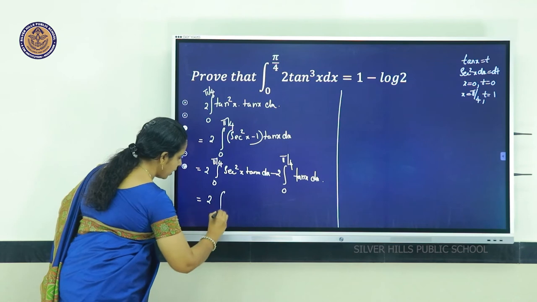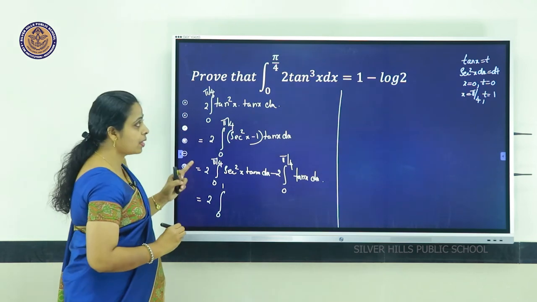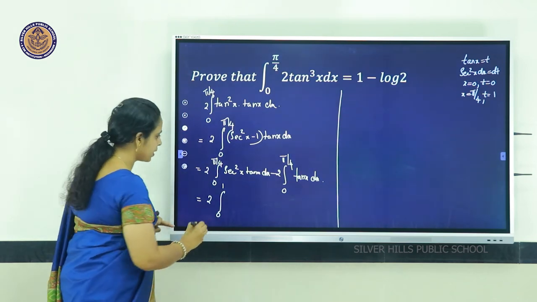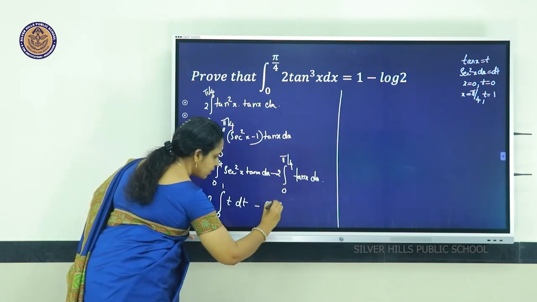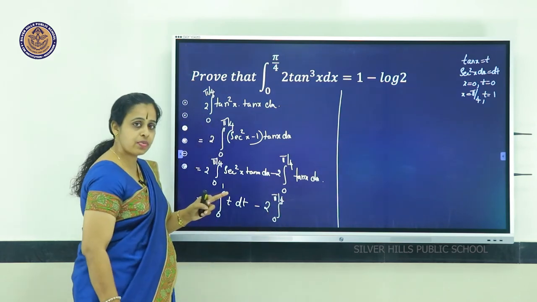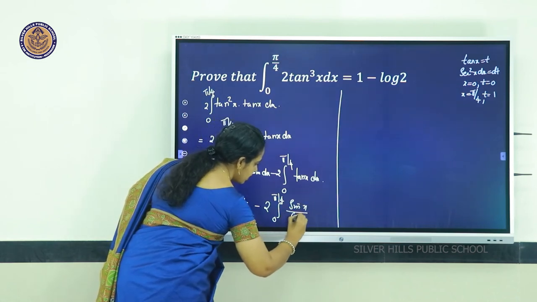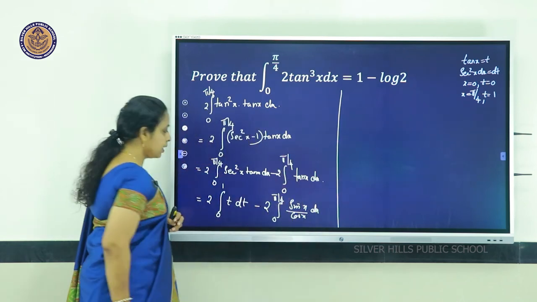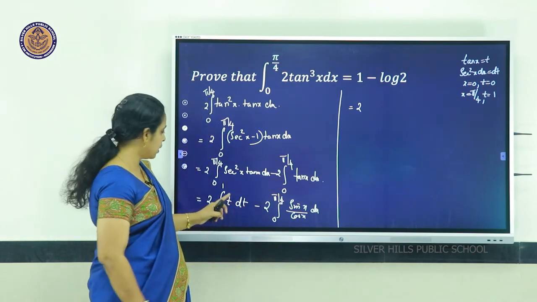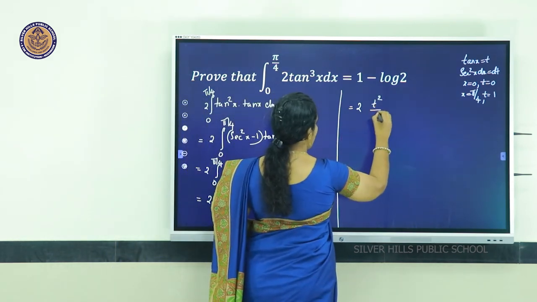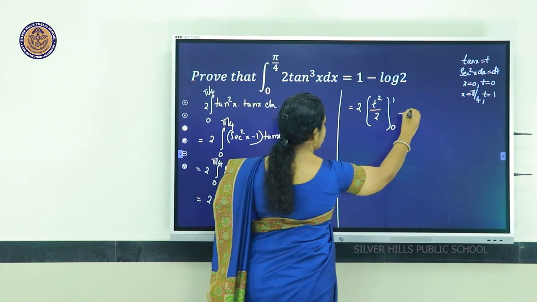Let us substitute according to t. 2 into integral 0 to pi by 4 will become 0 to 1. Sec square x dx is dt and tan x is t. So, t dt, minus 2 into integral 0 to pi by 4. Tan x we can write as sin x by cos x, sin x by cos x dx, equal to 2 into, the first part we can integrate, t square by 2 under the limits 1, 0, minus 2 into.